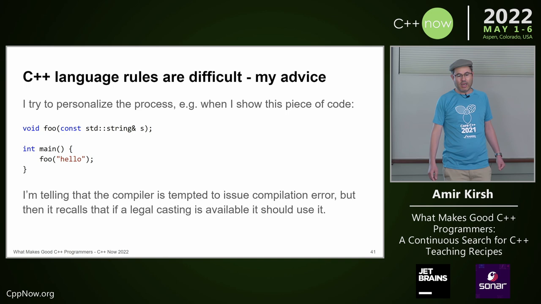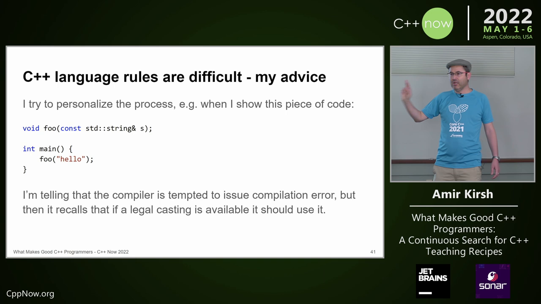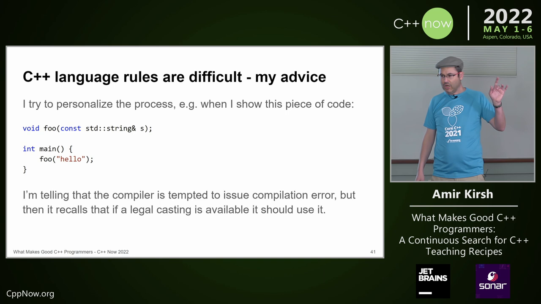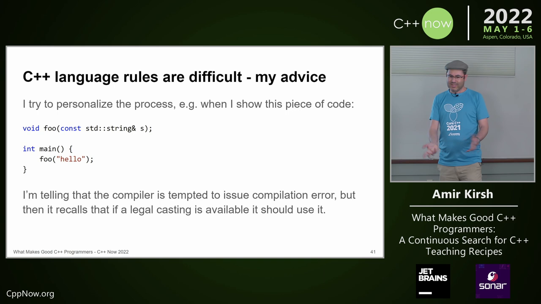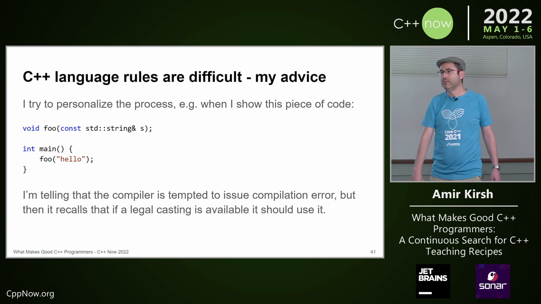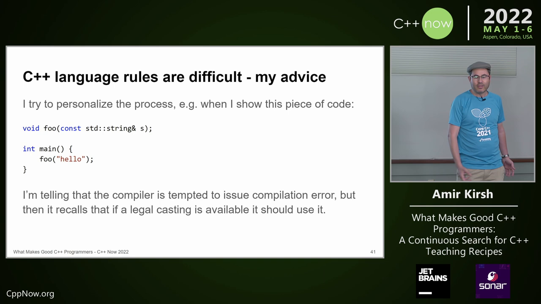std::string, the compiler is tempted to give you a compilation error, but then he recalls that in his six years in compiler school, he learned that if you can do casting, you should first go through casting. And then I explain what goes on here with some story. Students remember stories. So there is a story behind it. The compiler and the linker are friends. They talk with symbols. And things are alive. This is how I teach it.